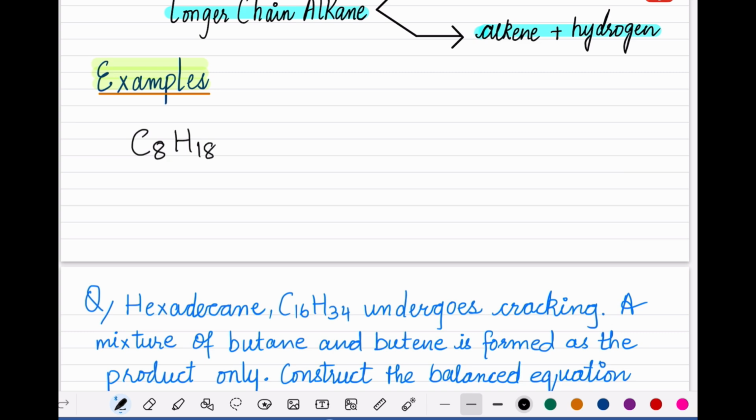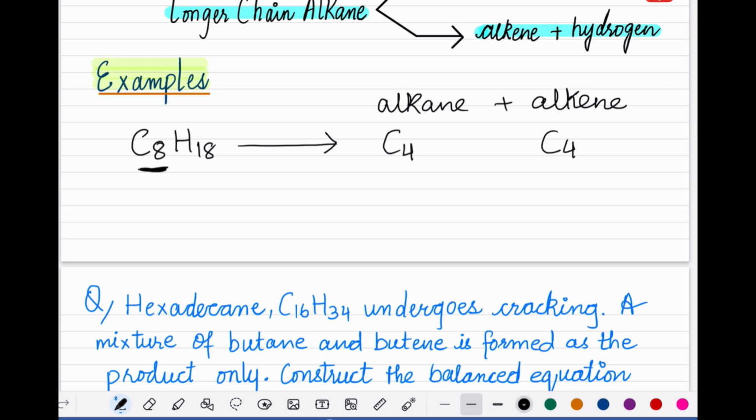C8H18. We can write down any fraction of the carbon atoms, like I want to form alkane with the alkene. I will break it down into two equal portions, like 4 carbon atoms I will take in the alkane and the 4 carbon atoms will go in the alkene side. Now using the general formula, we will derive the formula for the alkane with 4 carbon atoms.